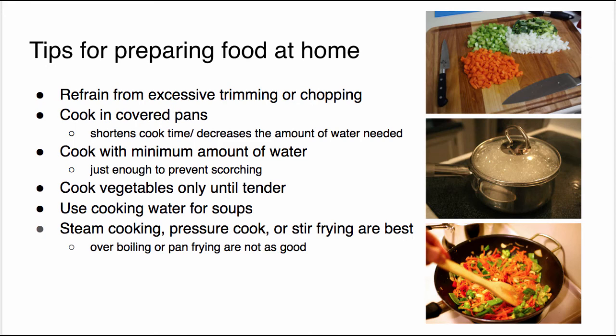As mentioned earlier, there's several different tips we have for preparing food at home, because preparing food at home has a much bigger impact than all of the processing techniques we just discussed. So here are a few quick tips. You want to refrain from excessive trimming and chopping. Now, why is this? Well, when we chop things really, really fine, we've given a much bigger surface area. That surface area allows exposure to oxygen and those oxidative reactions to start occurring.